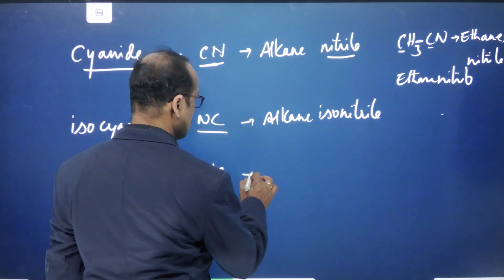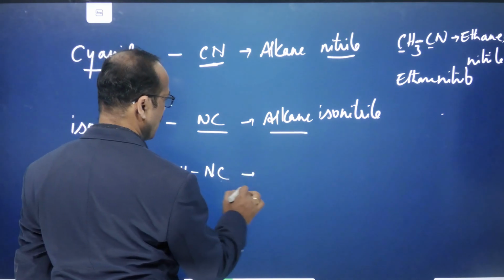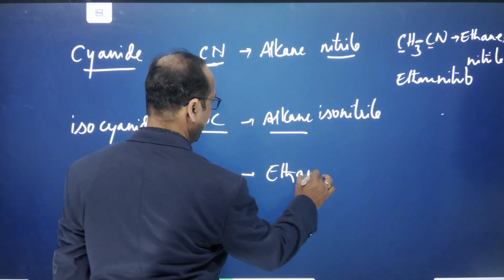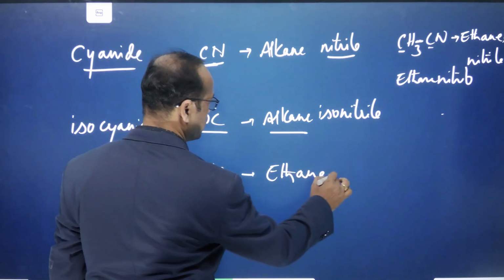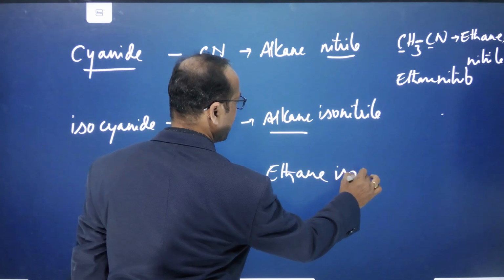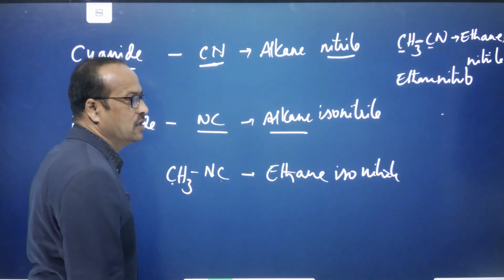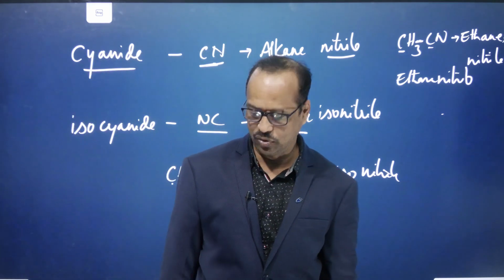Iso. Okay. So, alkane, how many carbons are there? 2 carbons. That's called eth. And single bond, ane. And this is attached the other way around. So, this is called isonitrile. Okay. Ethane isonitrile. So, in this way we can give the name to the functional group.